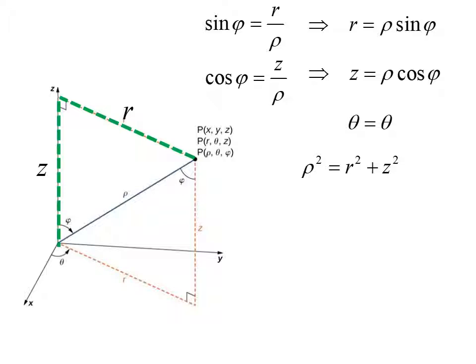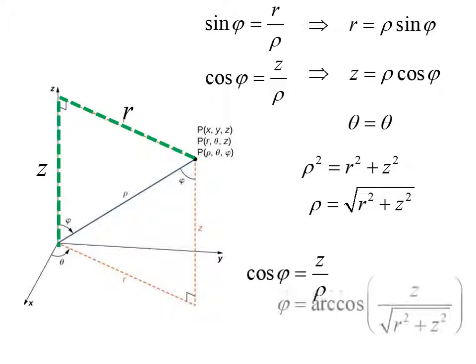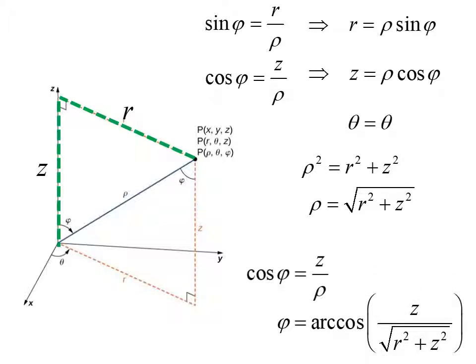Now we'll take a look at the Pythagorean relationship in this triangle. R squared plus Z squared equals rho squared. We can solve this one for rho and use only the positive square root because rho is always positive. Likewise, if we take the cosine phi equals Z over rho and replace the rho with what we just came up with, we can do the arc cosine of Z over the square root of R squared plus Z squared. So these are the relationships for the spherical and cylindrical.